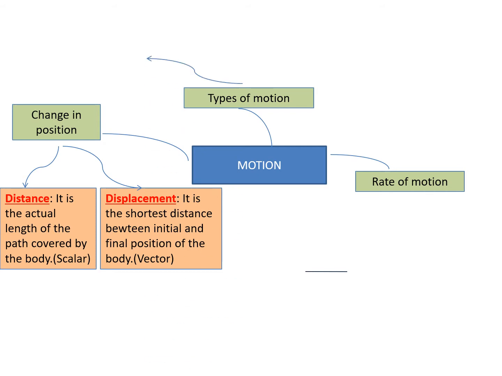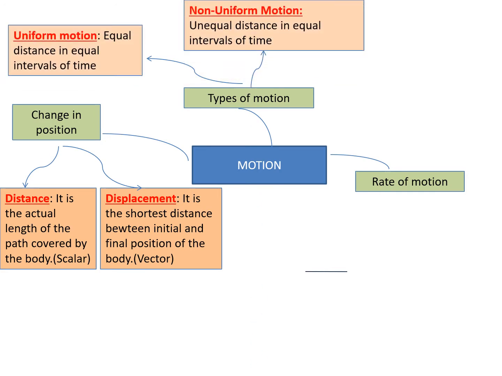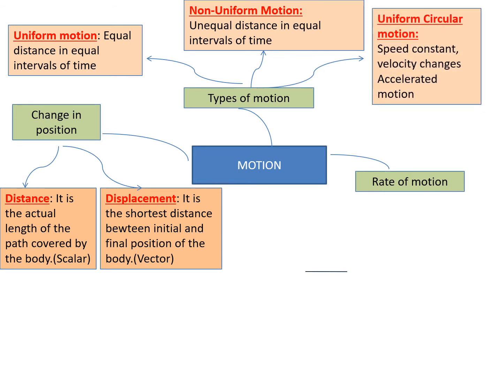And next we have to talk in terms of types of motion. We've studied them in three manners: uniform motion, non-uniform motion, and uniform circular motion, right? Uniform motion means uniform, similar, right? In terms of distance, it is going to cover equal, same distance in equal intervals of time, right? How about non-uniform? Unequal distance in equal intervals of time. That is going to be non-uniform.